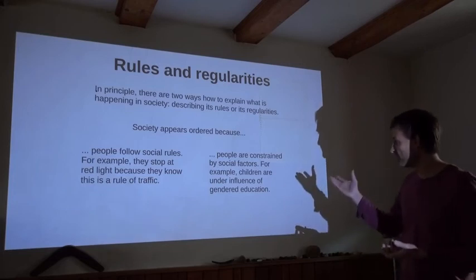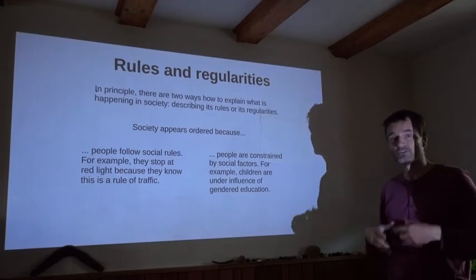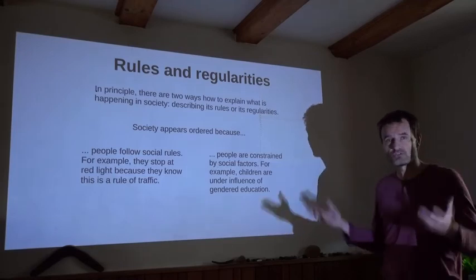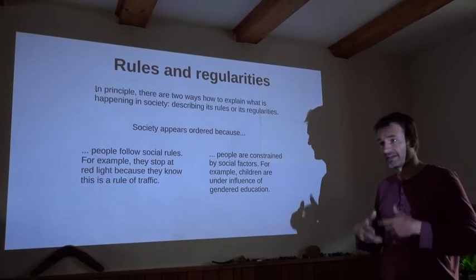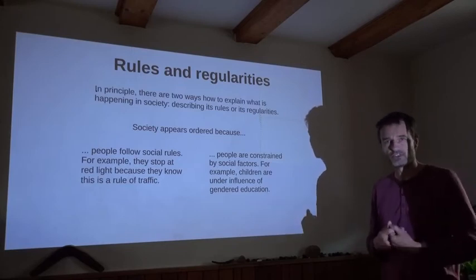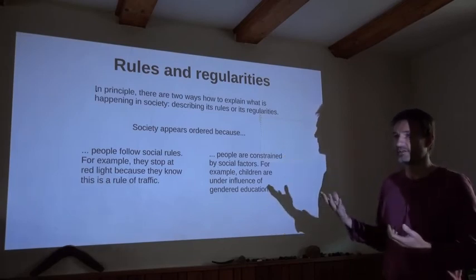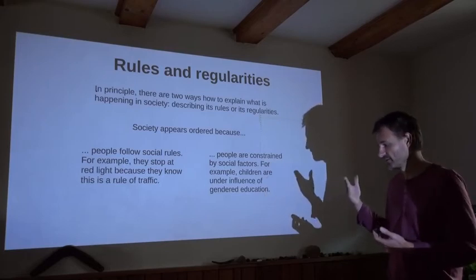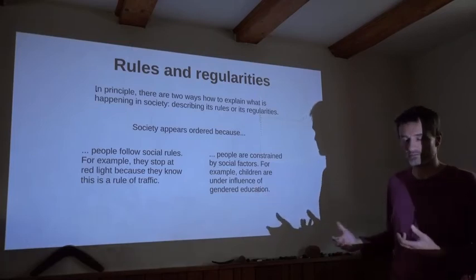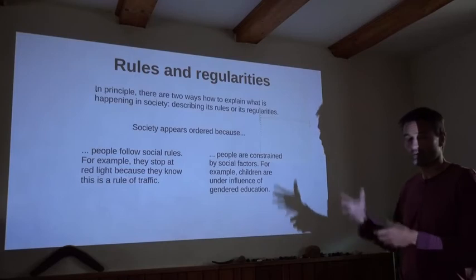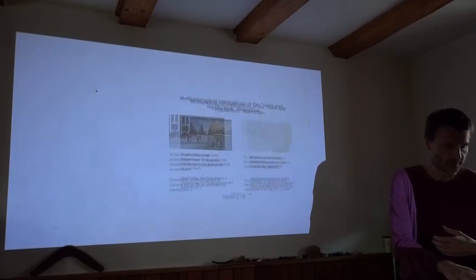Or the second approach is that we consider society ordered because people are constrained by social factors. For example, children are under the influence of gendered education. They don't know about it. They don't know any rules of gendered education, and there is a question if there are any rules of gender education written somewhere, and we can force somebody to follow these rules, because it would be difficult if they are not written anywhere. So there are two approaches.